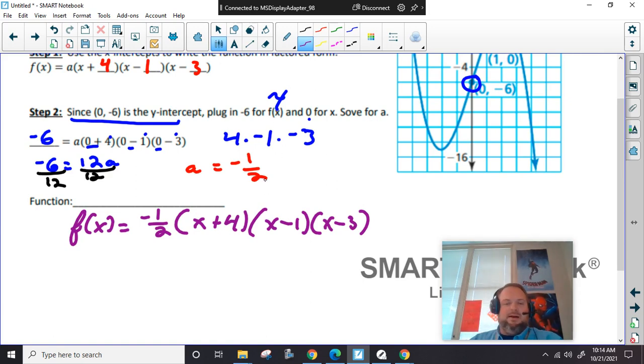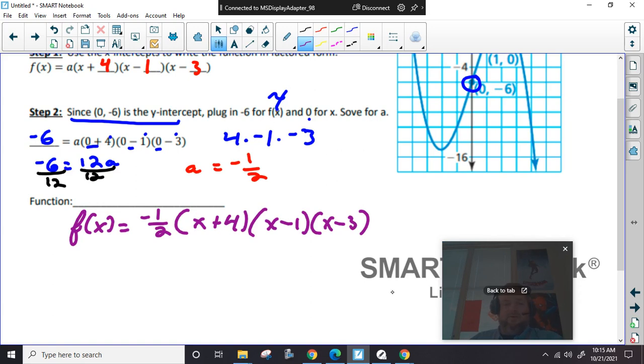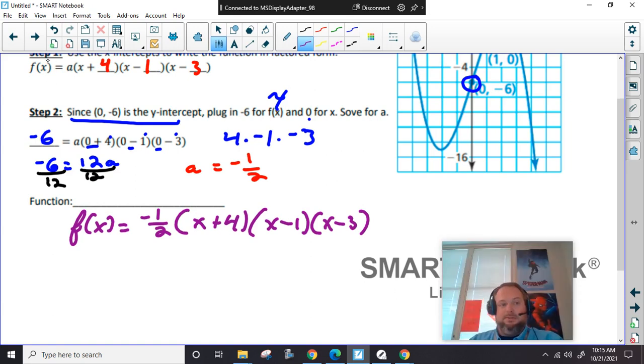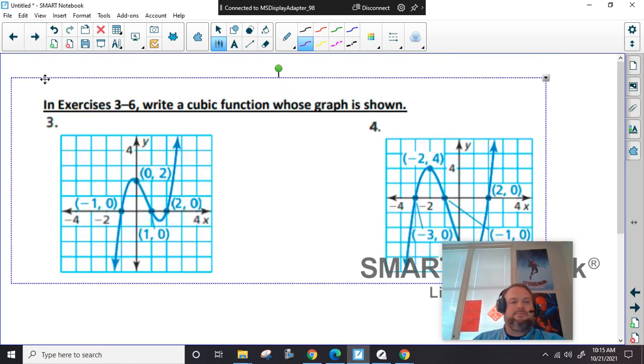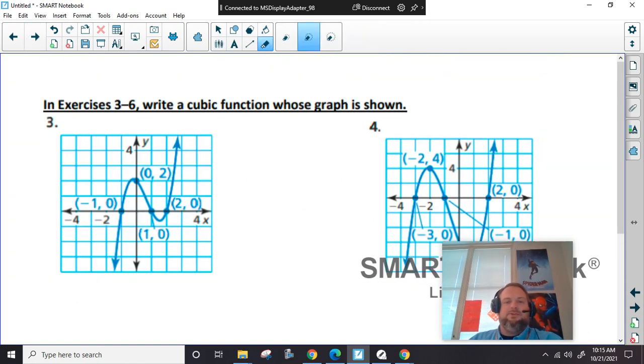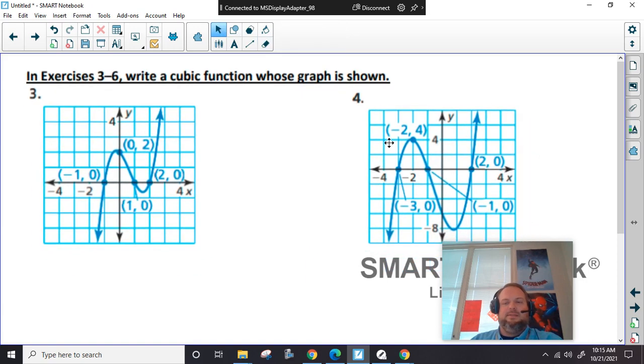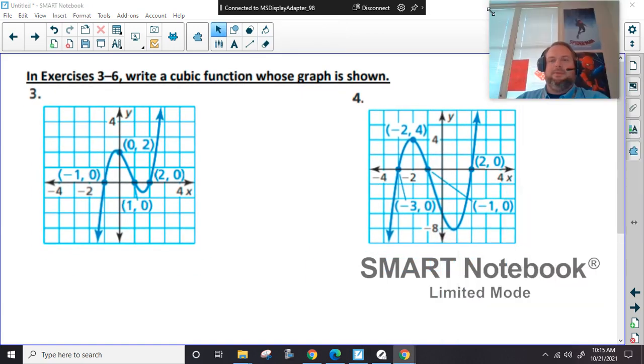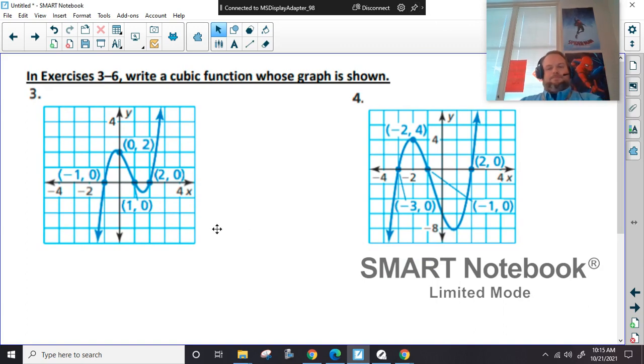And I'm trying to hide the watermark here because apparently we're still in limited mode. All right. Whoops. Straight line. I'm going to move my face. Okay.